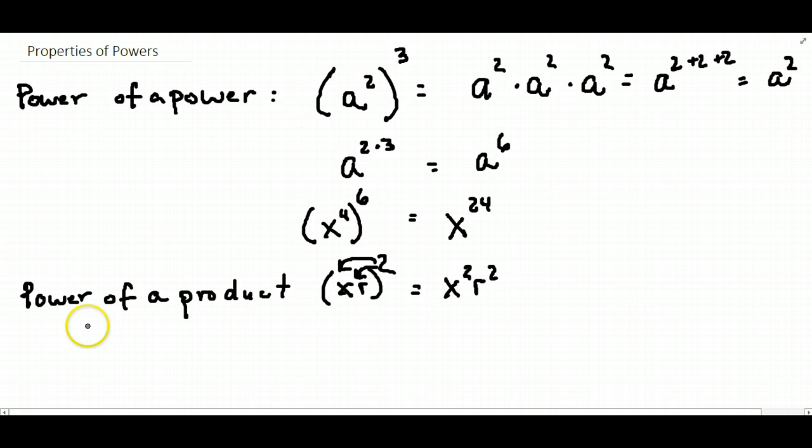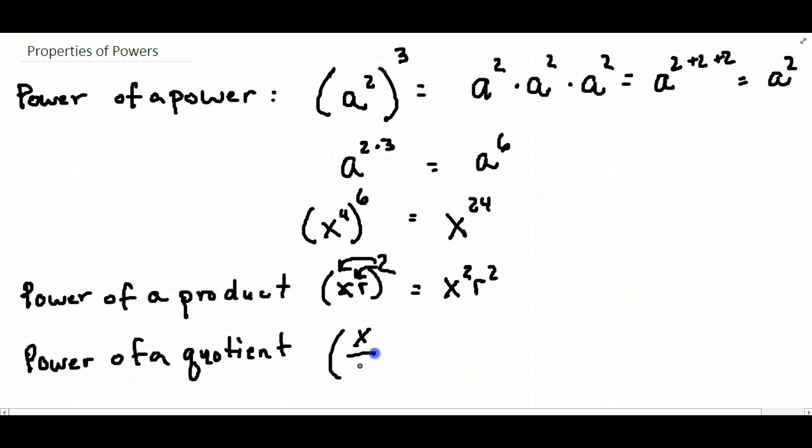Okay, now let's look at power of a quotient. This time we have open parentheses, x over y, close parentheses, raised to the 3rd power. Same kind of idea. You need to distribute that 3rd power to everything inside of the parentheses. So you get, as a numerator, x to the 3rd power over y to the third power, because you distribute it the whole way through.